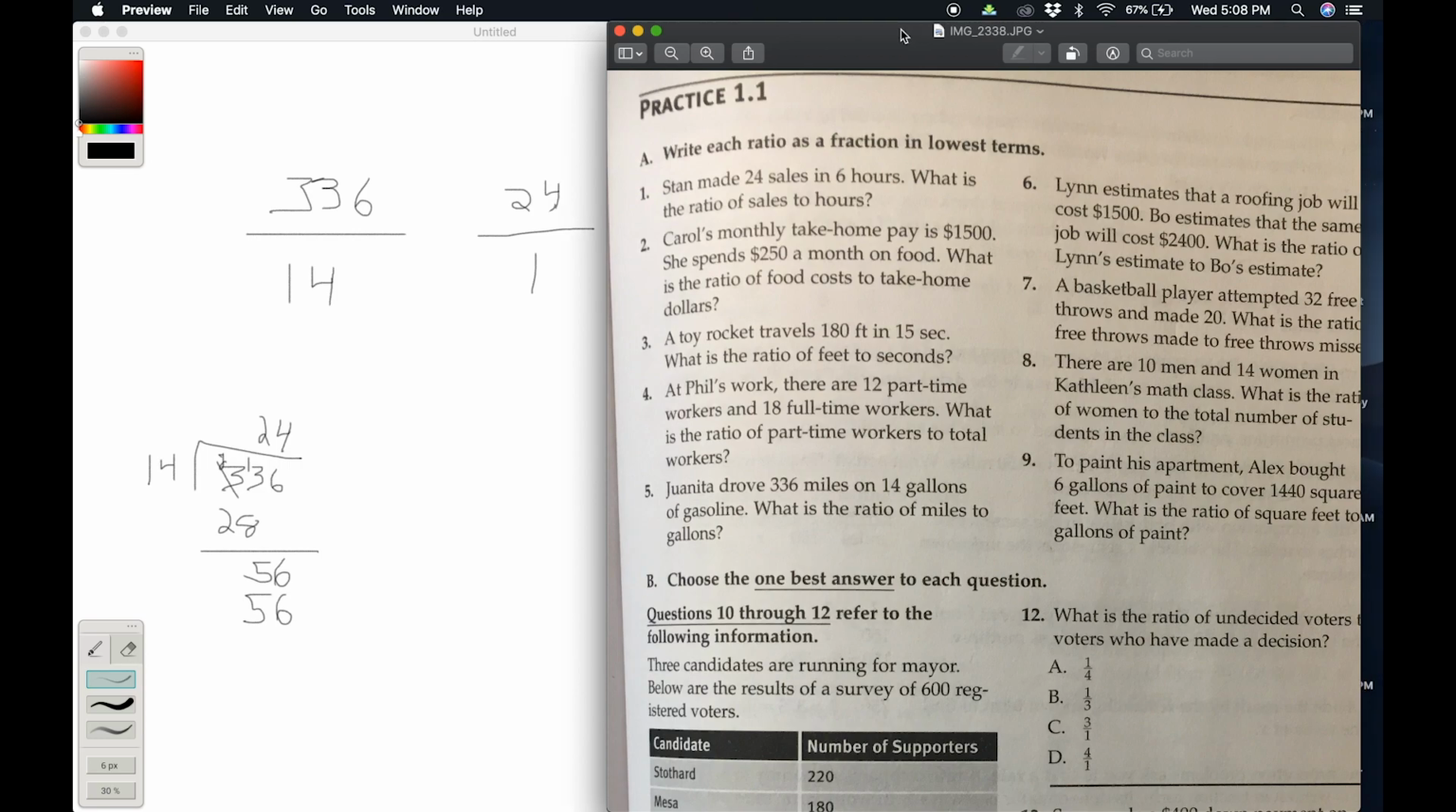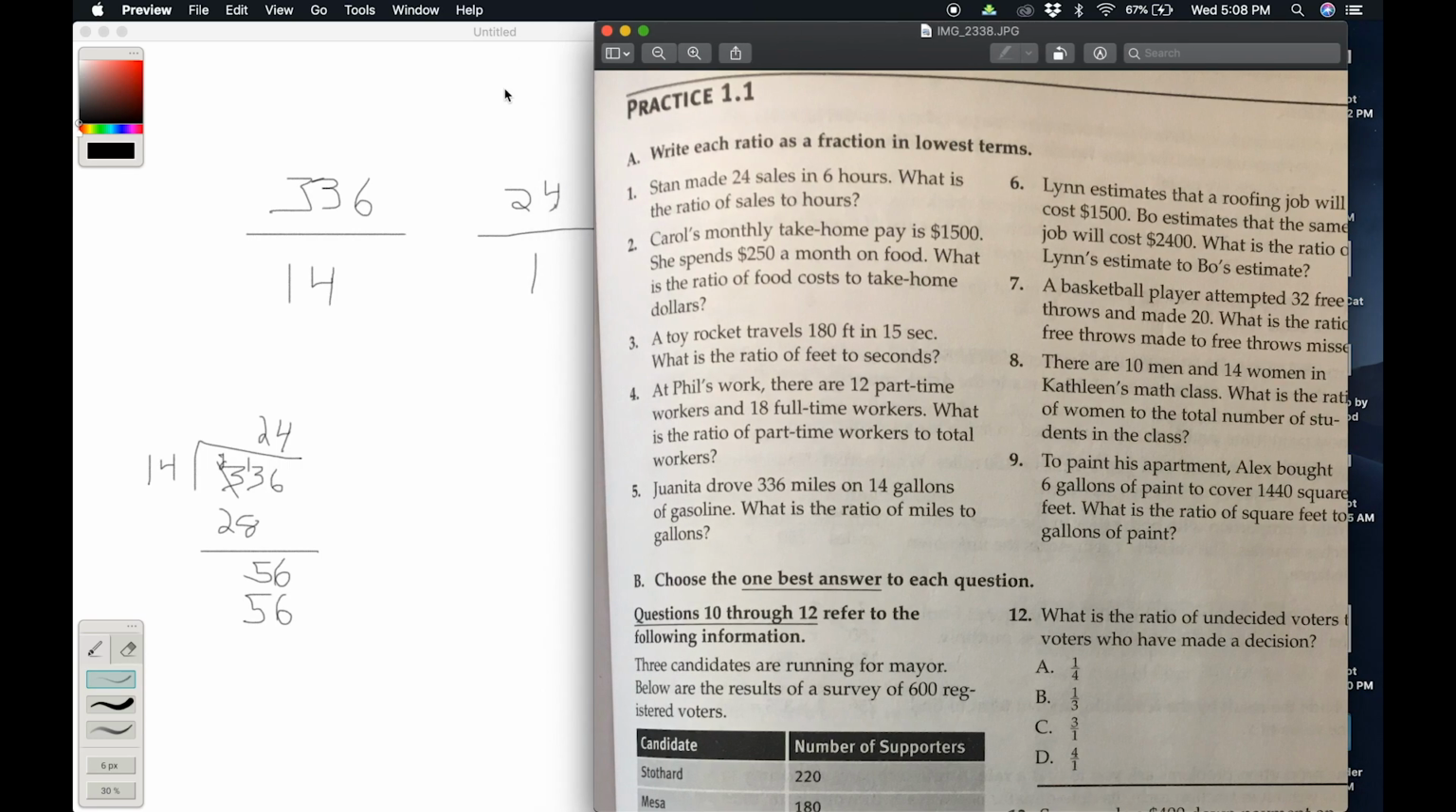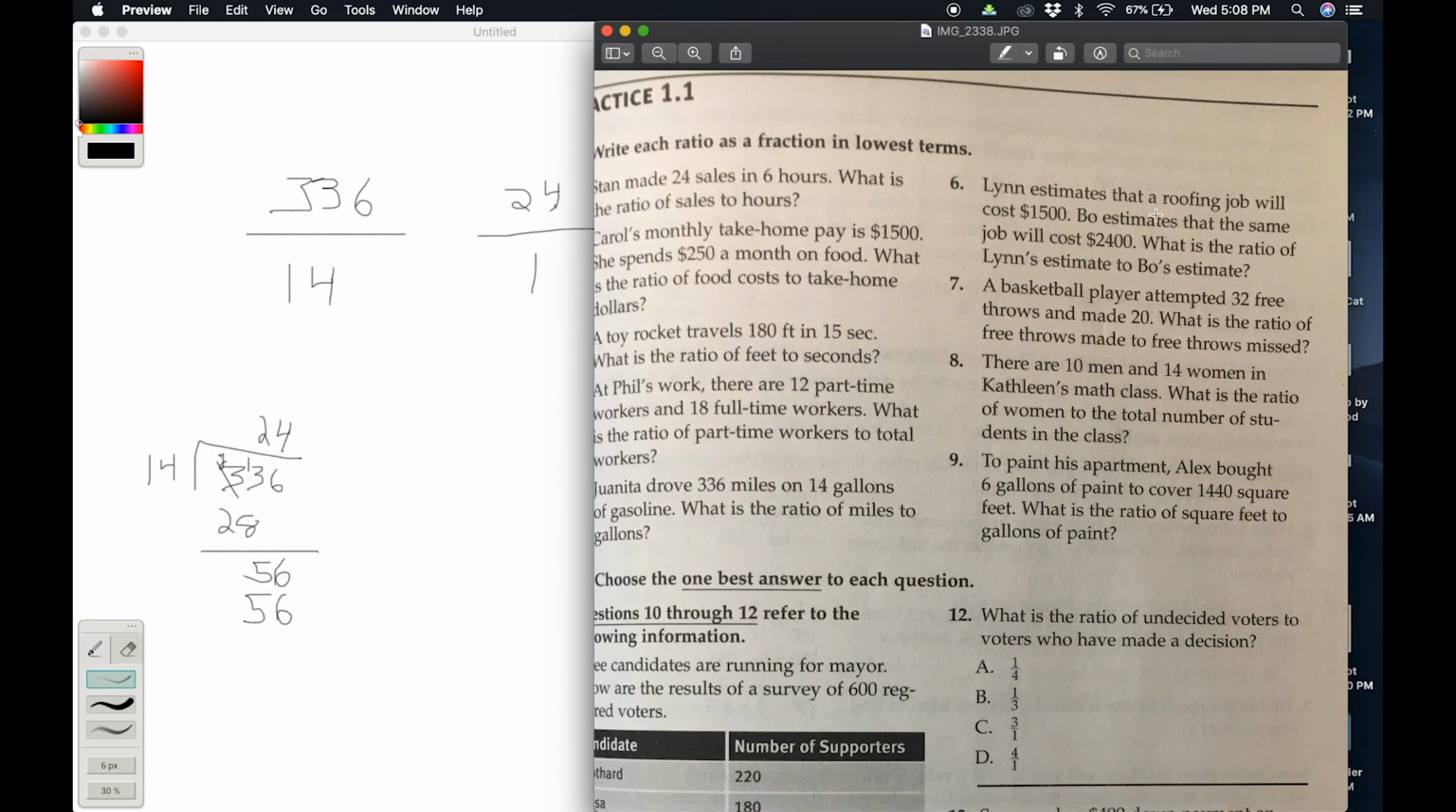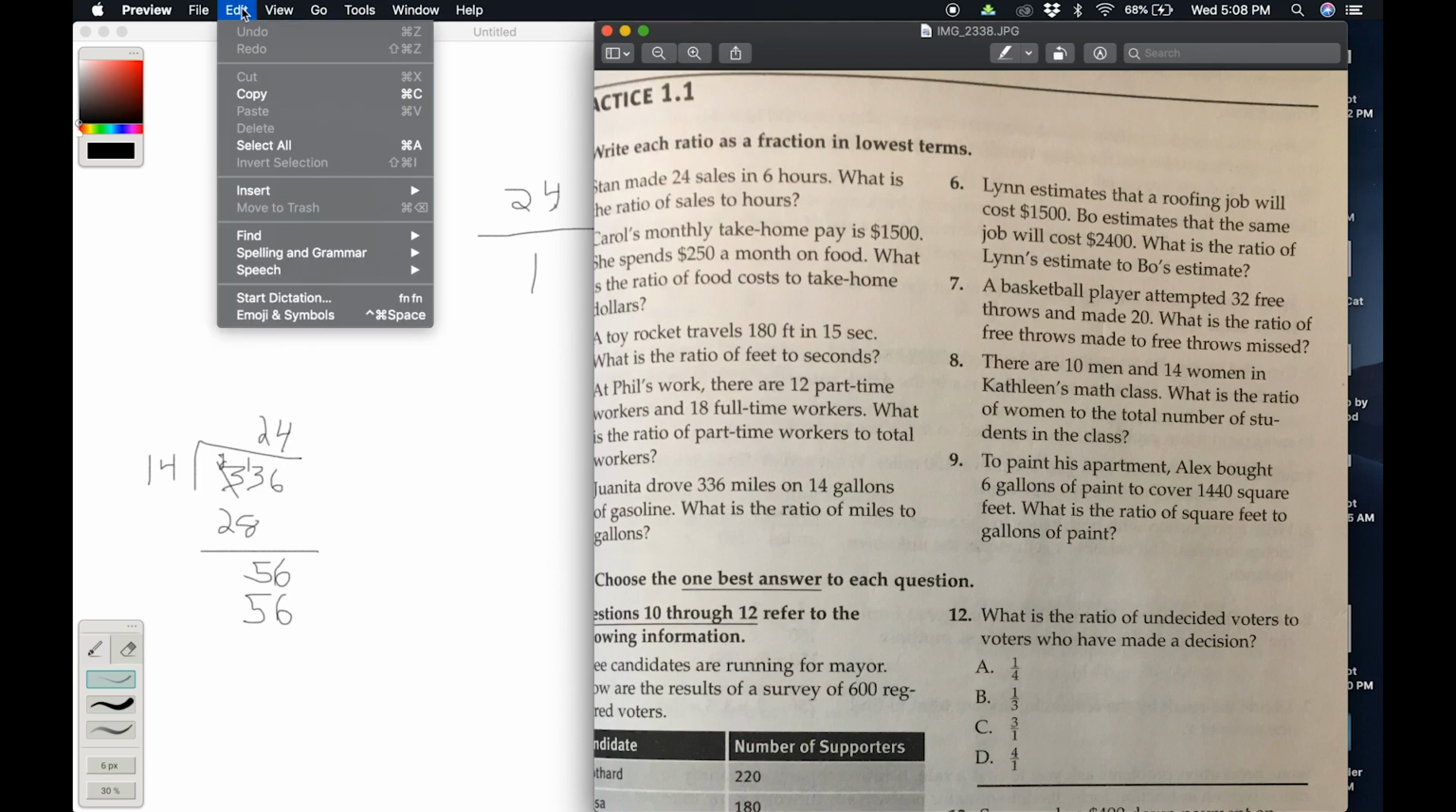Now we have number 6 here, which is: Lynn estimates that a roofing job will cost $1,500. Bo estimates that the same job will cost $2,400. What is the ratio of Lynn's estimate to Bo's? Since Lynn's came first in the question, we write Lynn's first.